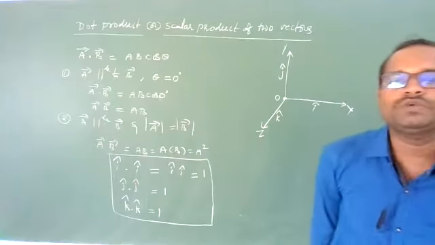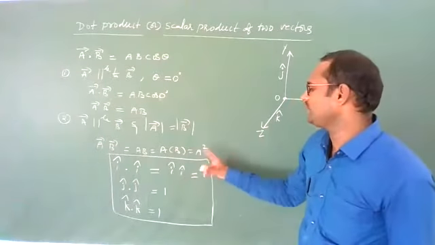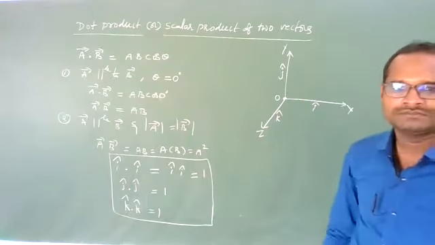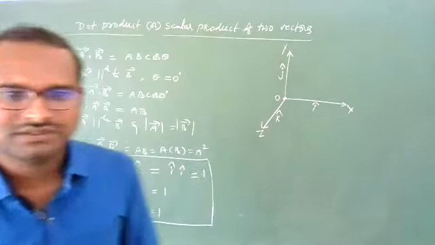The dot product between two similar vectors is equal to the square of the vector. Is the board not clear? It is very clear.